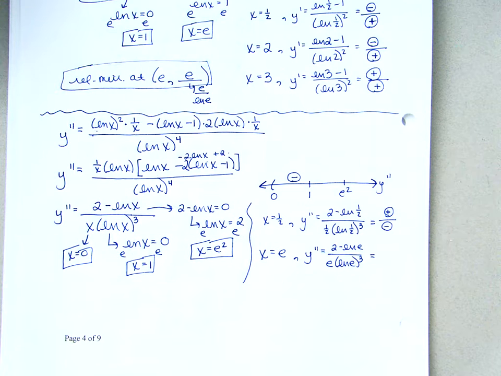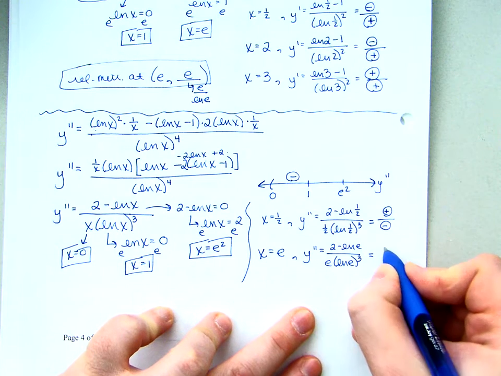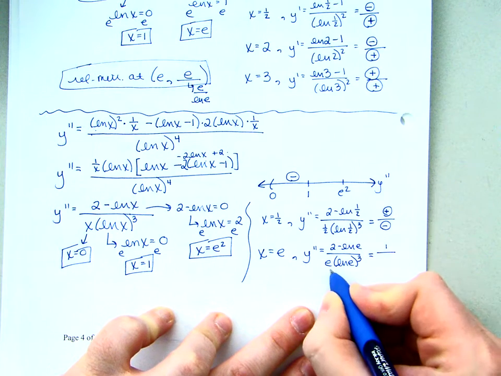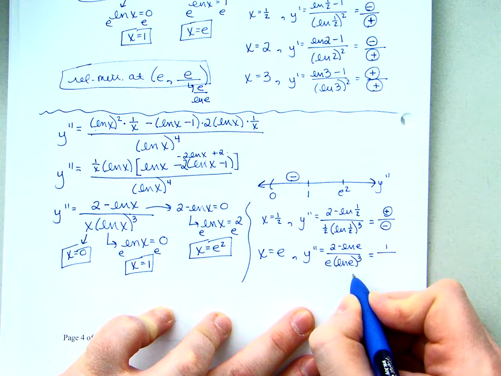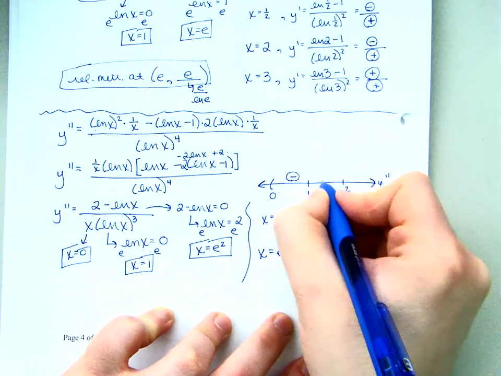What is the sign? What are we getting when you plug in e? I think positive. Natural log of e is 1. So the top is 2 minus 1, or just 1. e is certainly positive. Natural log of e is 1 cubed, it's still 1. So 1 over e. That's positive.